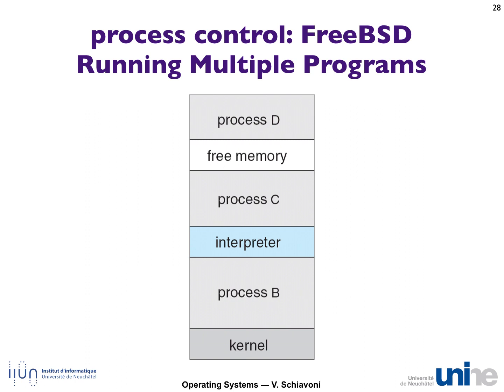In the BSD operating system, it is possible to run multiple programs at the same time. As you see, there is still the kernel here at the bottom of the memory. There is still some free memory, but then you have multiple processes, B, C, and D, and there is an interpreter that is always running there. So now the free memory can be shared across the various processes.